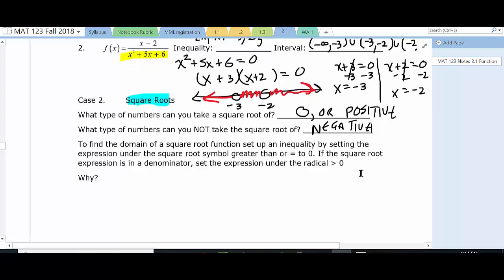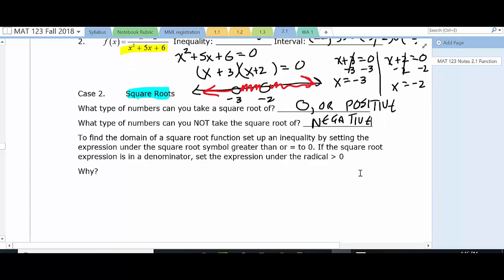What I've done on here is I've just told you what you do: you set up an inequality. So what you're going to do is set what's under the square root greater than or equal to 0, unless that square root is in the denominator. If it's in the denominator, you're only going to do greater than.